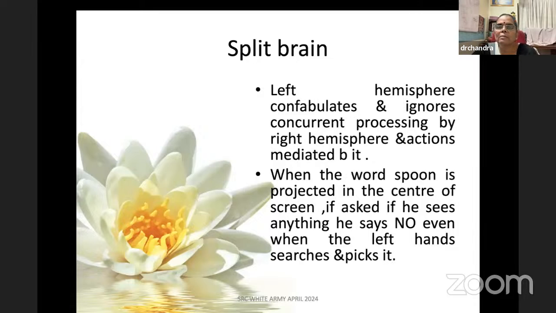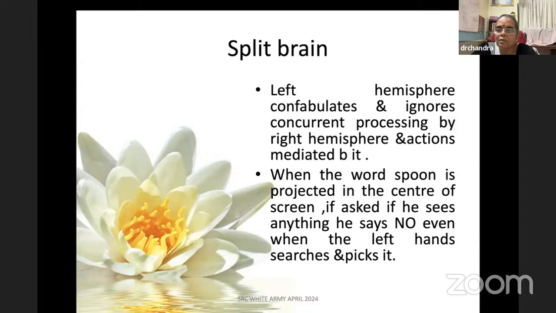And now we'll come to split brain recognition. So split brain is when the corpus callosum is cut. What happens? The left hemisphere is the literal hemisphere, and the right hemisphere is the emotional hemisphere. So the left hemisphere confabulates answers when the right hemisphere is not connected to the left hemisphere.